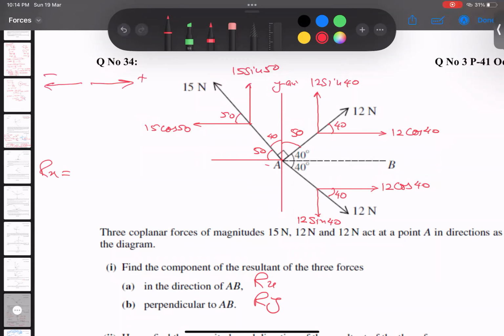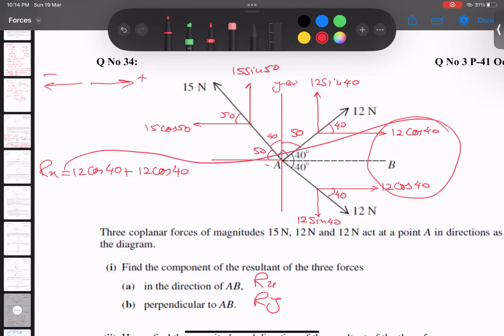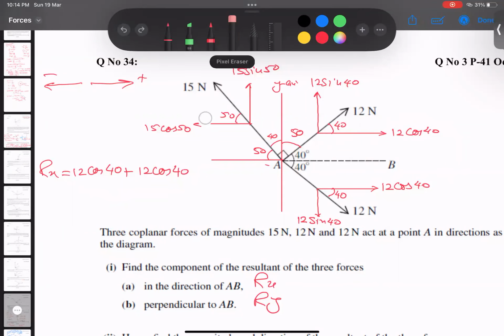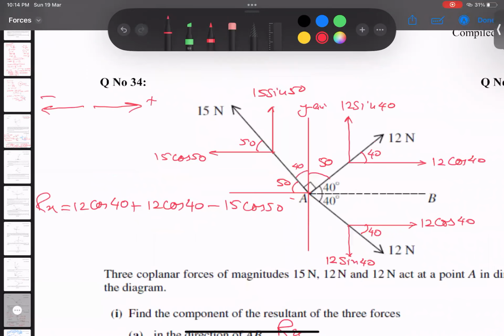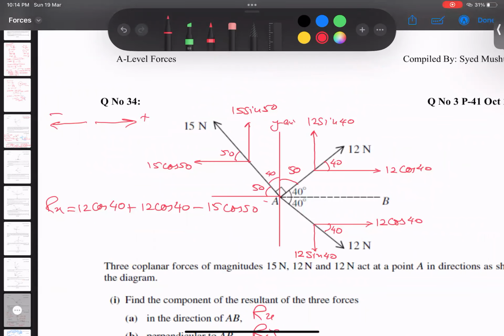So let's start. 12 cos 40 plus 12 cos 40. I wrote these two forces. I believe it's clear. And now this force is acting left side, so it's a minus sign. So I'm writing now minus 15 cos 50. And now I'm typing it in calculator.